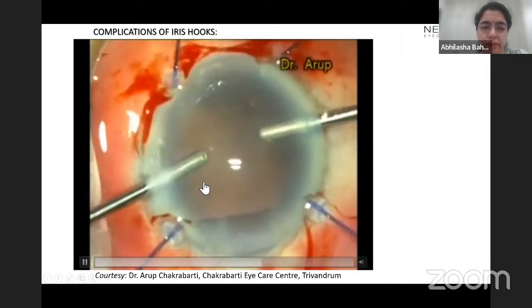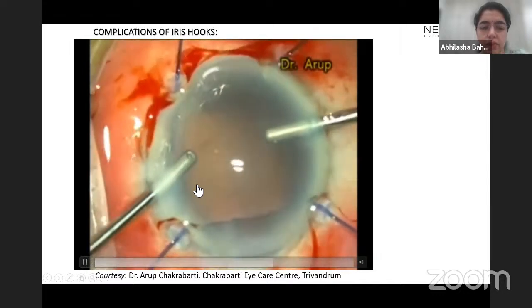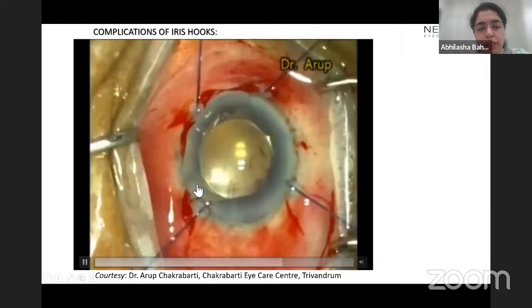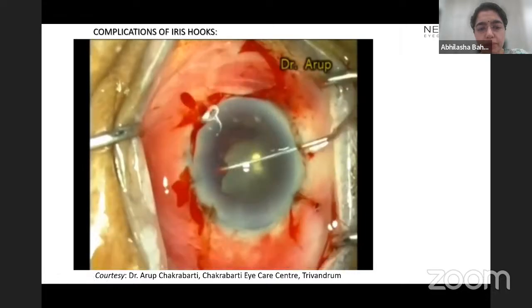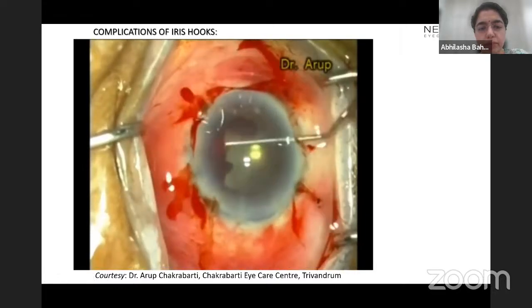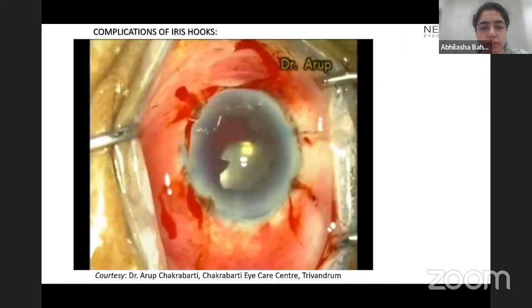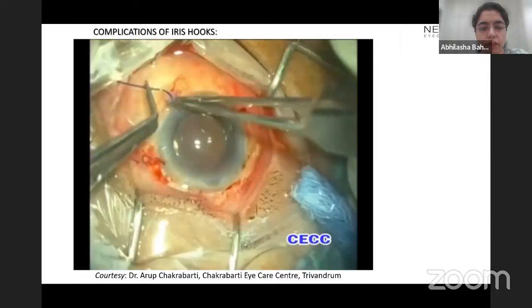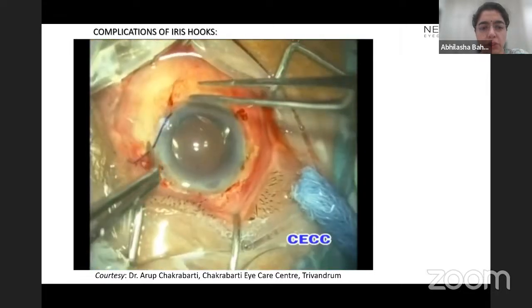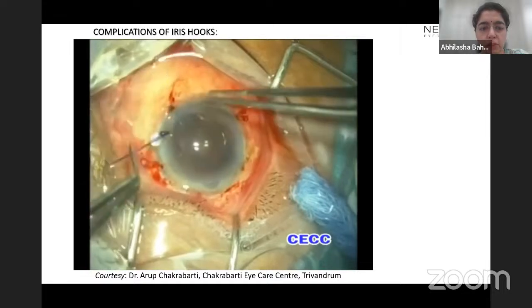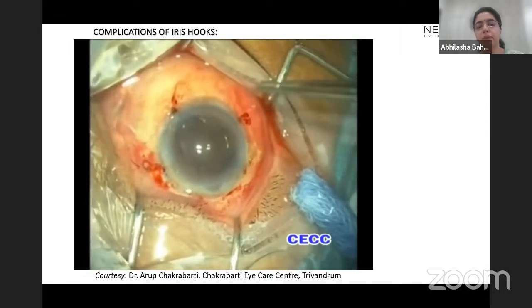And the entire surgery becomes difficult. So these eyes need very meticulous handling. Now here there's another complication where the iris tissue is pulled along with the iris hook. So the surgeon has to be very careful while performing surgery in these eyes.